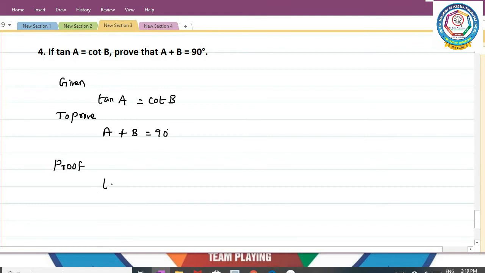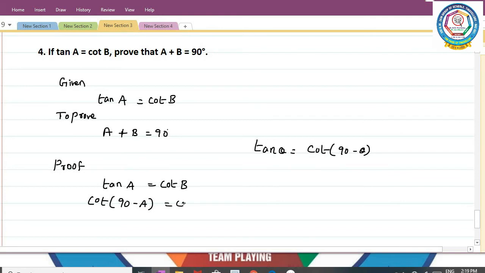Proof: tan A equal to cot B. So I am going to select one term, then I am going to convert it into complementary angles. We know that by complementary angles tan theta equal to cot of 90 minus theta. Here tan A is there. So cot of 90 minus A equal to cot B. But I have to prove only A plus B is equal to 90 degree. But here cot is there, so I want to remove that cot.